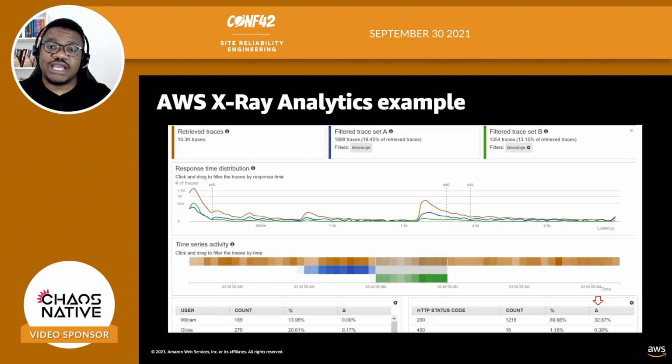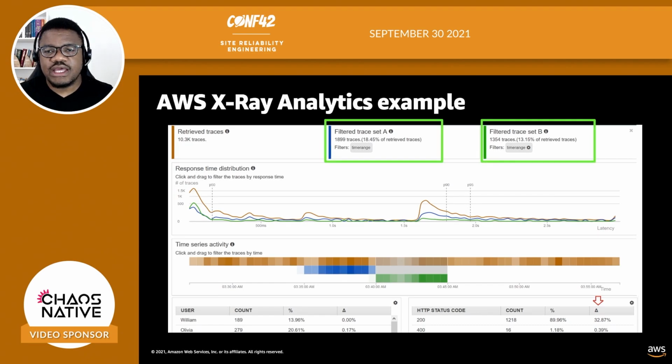We've also got the X-Ray analytics, which you can use to perform deep analytics on the X-Ray trace data. On the screen, you can see a heat map of retrieved traces, and you can also filter some of the traces based on a given time range to compare the traces returned within those two time ranges, and then start spotting potential issues within your application.